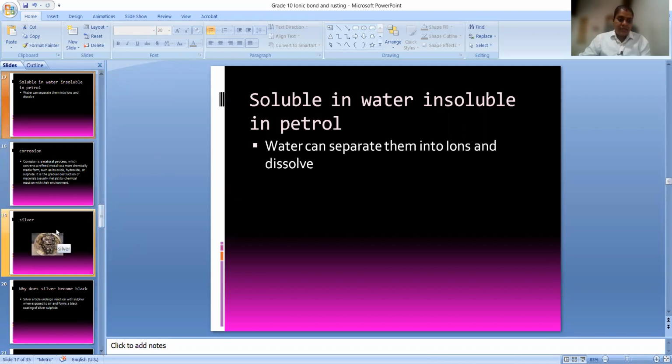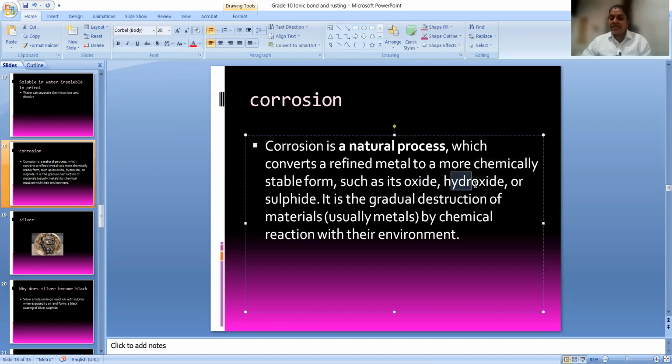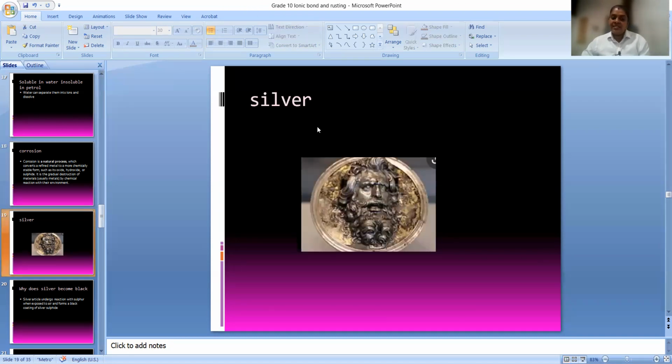Now let us see what corrosion is. Corrosion is a natural process in which a refined metal, that is a pure metal, reacts with whatever is present in its surroundings, like oxygen and water, and converts into its corresponding oxide or hydroxide. Gradually the refined metal will undergo destruction. That is called corrosion.